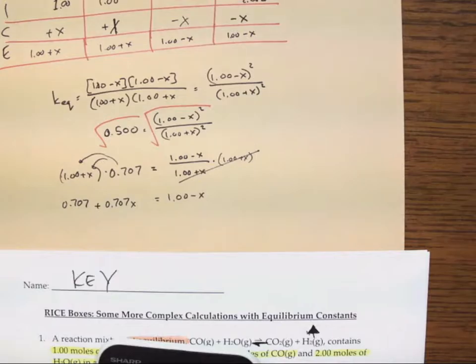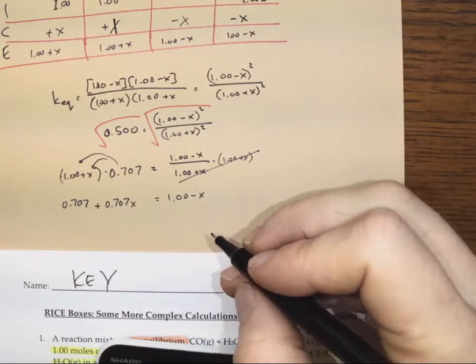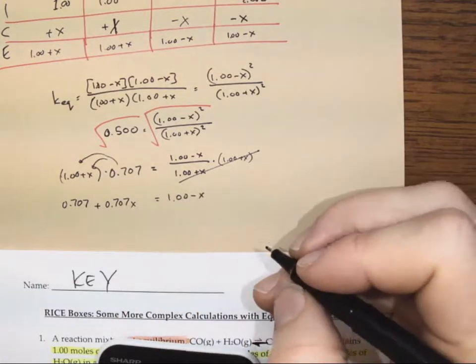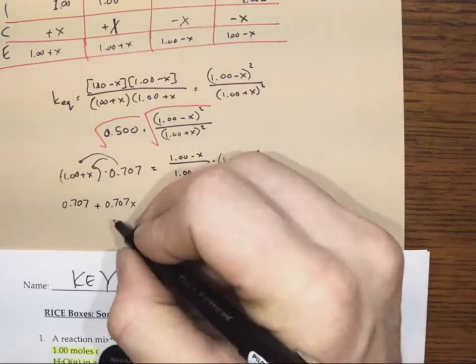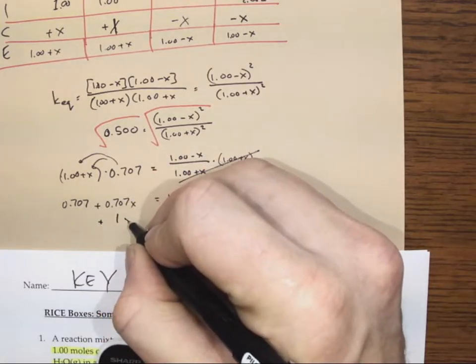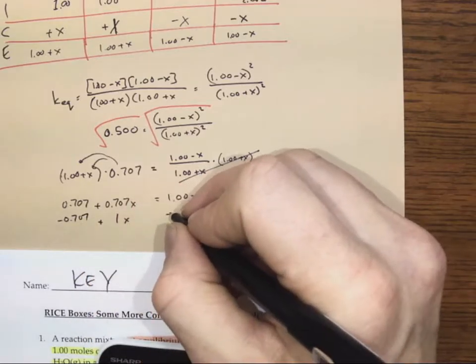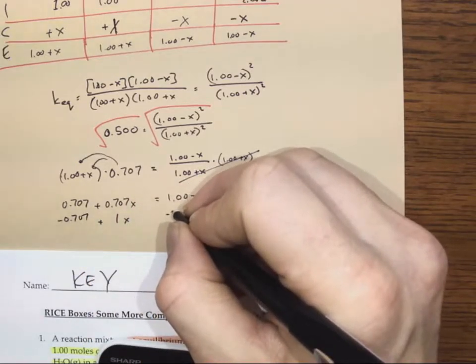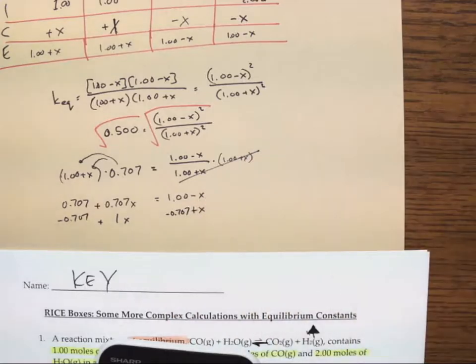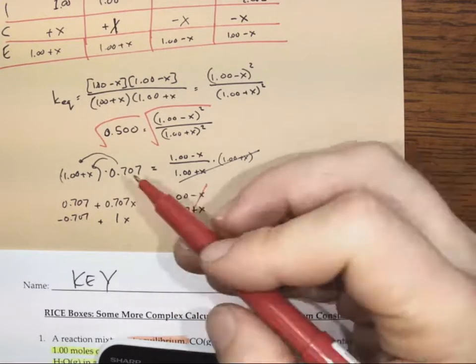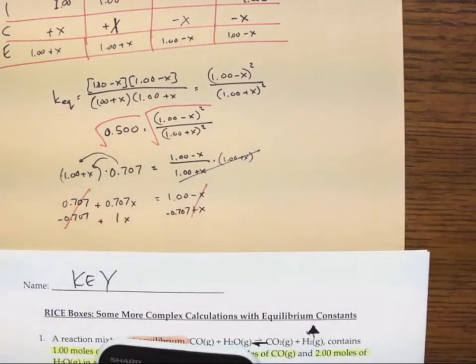0.707x. And now I need to group all the x's on one side and all the terms without x's on the other. So I'm going to add x to both sides, which is, of course, adding 1x. I'm going to take away 0.707 on both sides as well. And things are getting a little hairy, so I'm going to cross these guys out to indicate and simplify for myself.